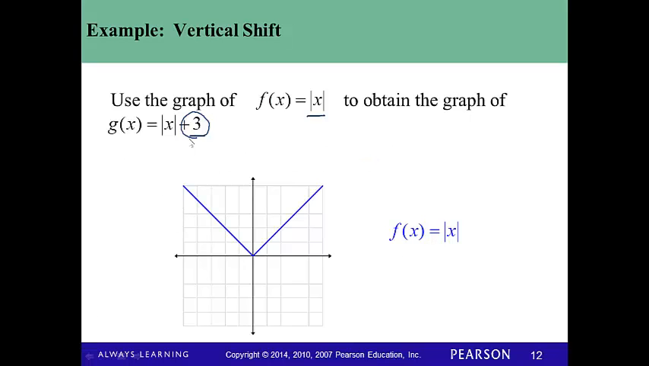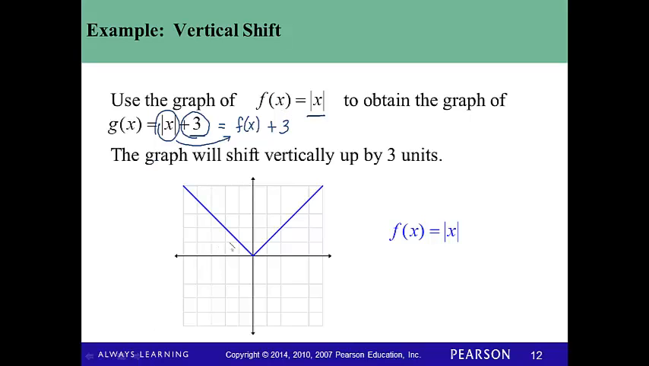Let's go back. Now notice that if I wanted to rewrite this entire thing, g of x will now become f of x plus 3, because remember, the absolute value of x is the same as saying f of x from right here. So you're changing the function by adding 3, which means you should shift up 3 units. So we're going to shift up 3 units.